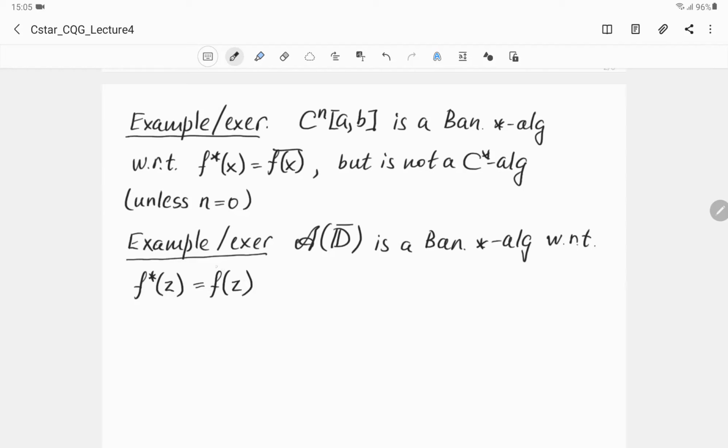By the way, what is the involution? If I write the same formula as before, then this is not well defined for the obvious reason that the complex conjugate of a holomorphic function is not holomorphic. But if I also put the complex conjugation here over z, then this is a well-defined involution, which makes the disk algebra into a Banach star algebra. So it is a Banach star algebra, but it is not a C-star algebra.